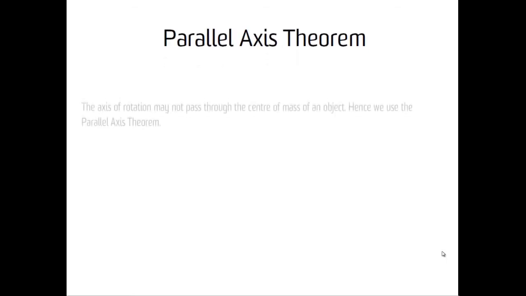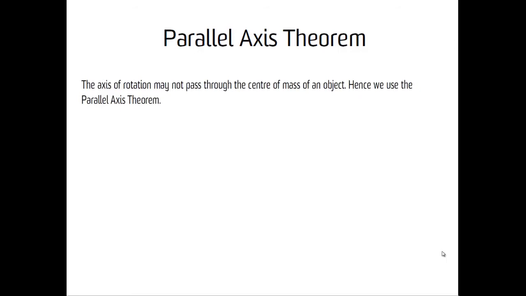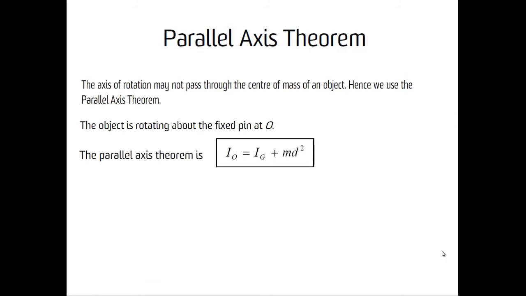Okay, so next let's talk about the parallel axis theorem. The parallel axis theorem is used when the axis of rotation may not pass through the center of mass of an object. Also, the object is rotating about a fixed pin at O. The formula is as follows: I_O is equal to I_G plus M D squared.